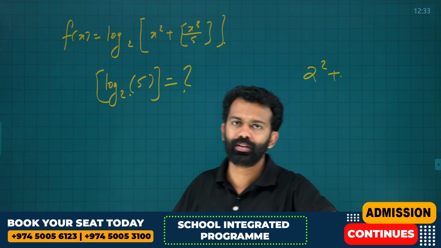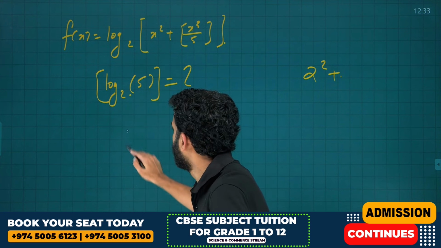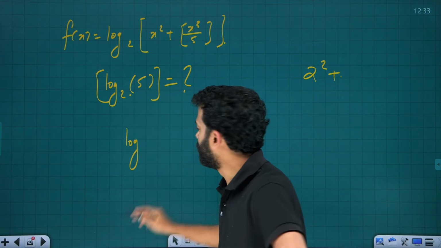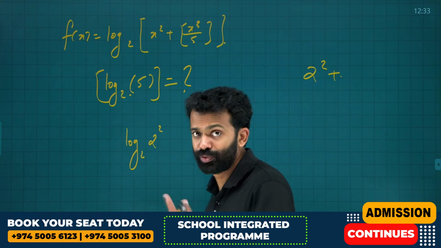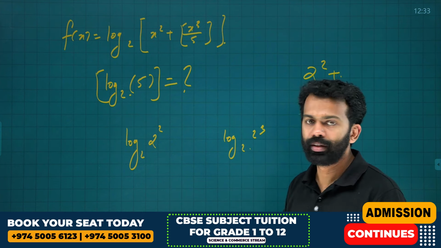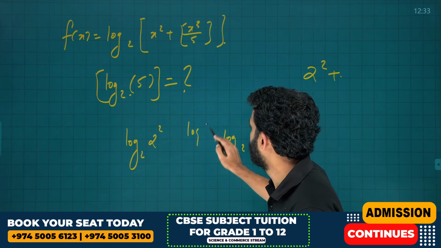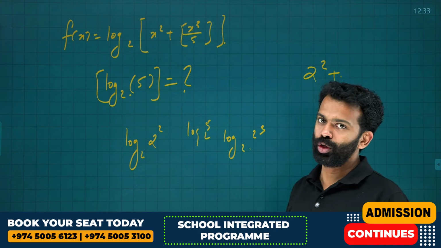What is the floor of this? It is easy actually. The answer: log 5 lies between log 2 squared, that is 4, and log 2 cubed to the base 2, right? That is, log 5 to the base 2 lies between log 2 squared to the base 2 and log 2 cubed to the base 2.